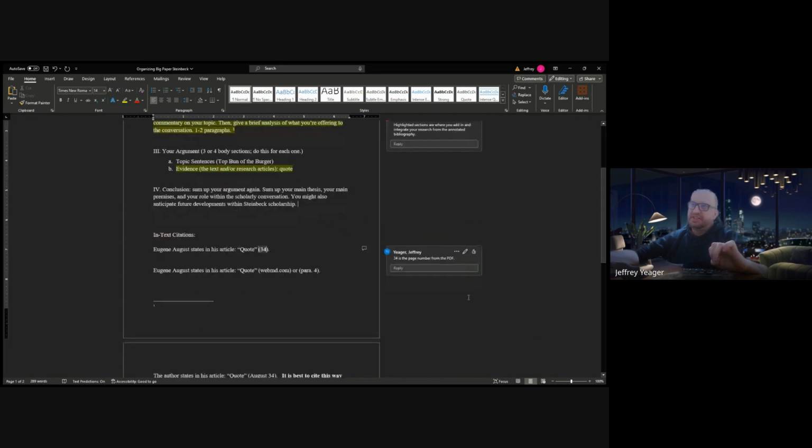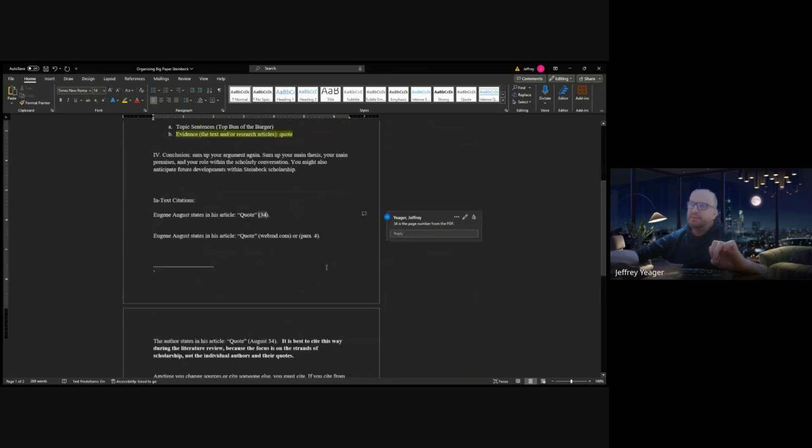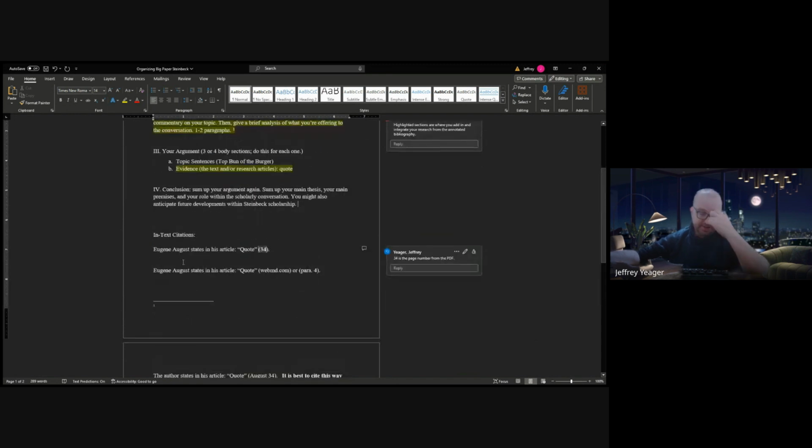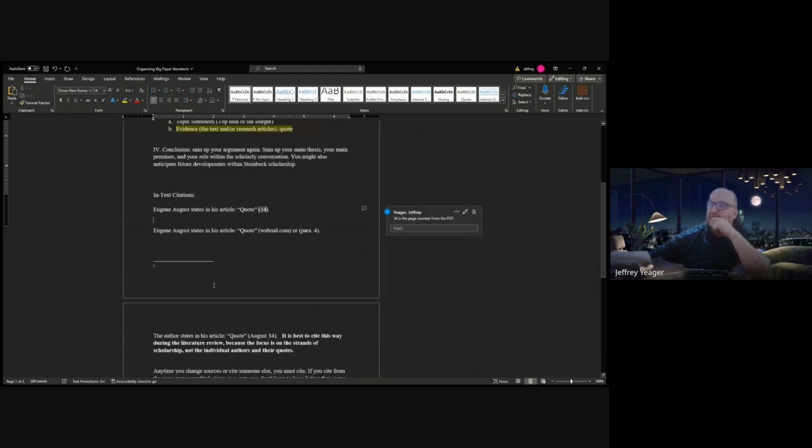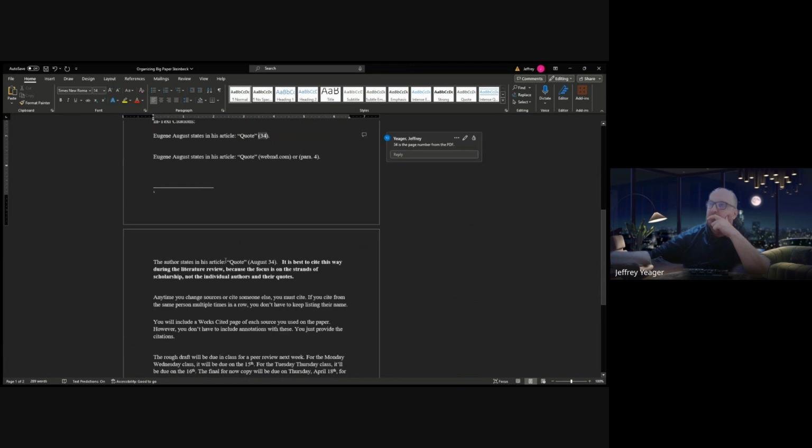So I don't think I necessarily have to talk about in-text citations much. You guys are all seniors, you've written papers before, but just a quick review. If you state the author's name in the sentence, you don't have to put the author's name in the parentheses. If you don't state the author's name in the sentence, that's when you have to put the author's name in the parentheses.